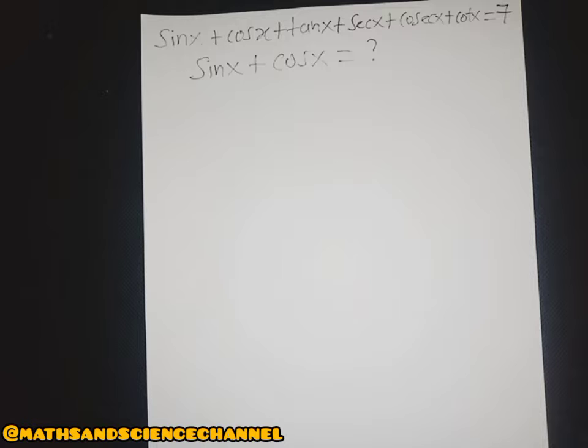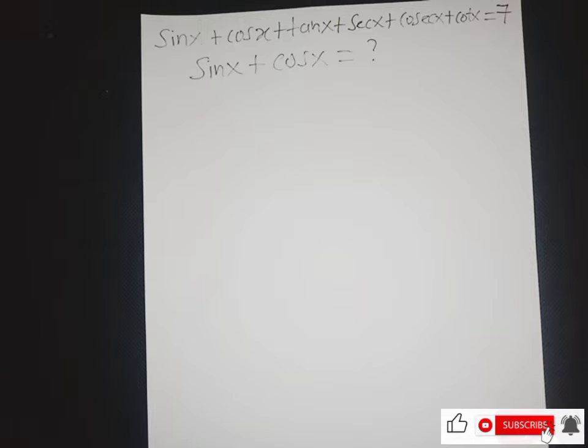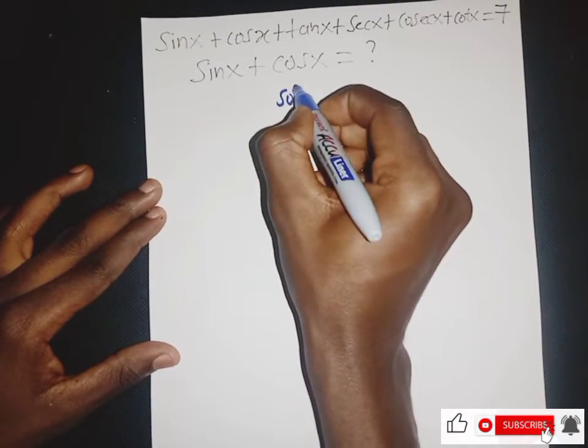Now in this section we have a trig function over here. We have sin x plus cos x plus tan x plus sec x plus cosec x plus cot x being equal to 7, and then we are to find sin x plus cos x. So if all of that is equal to 7, then sin x plus cos x will be equal to what? That is basically what we are going to do.